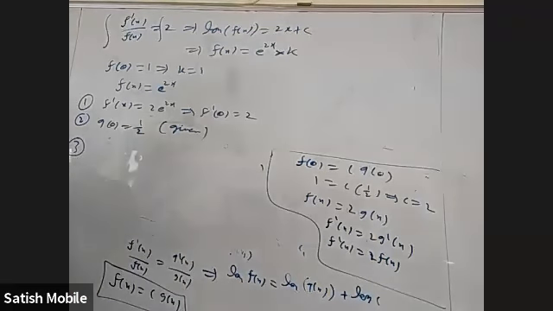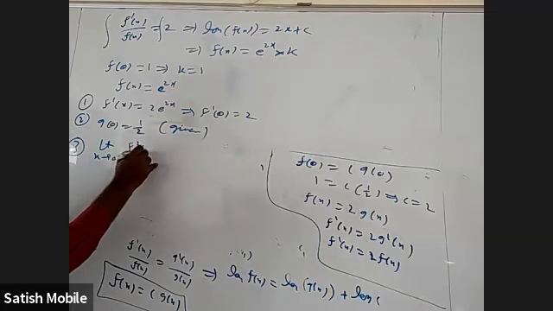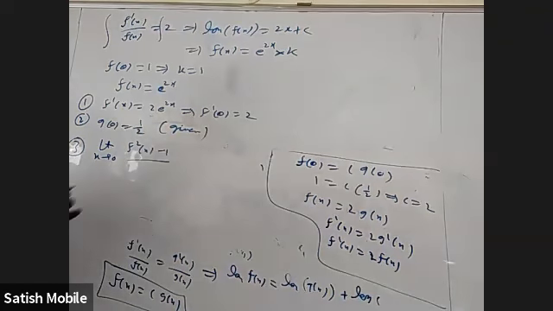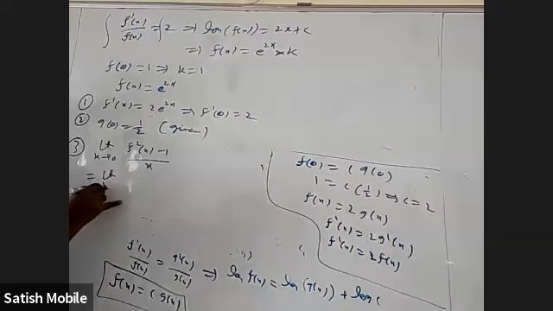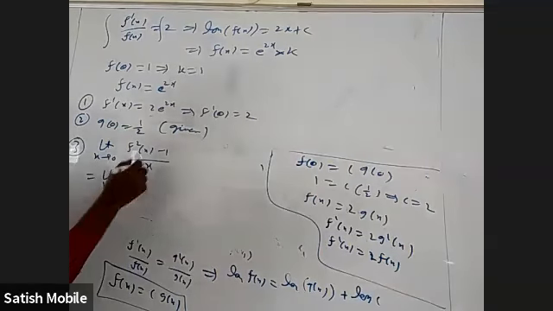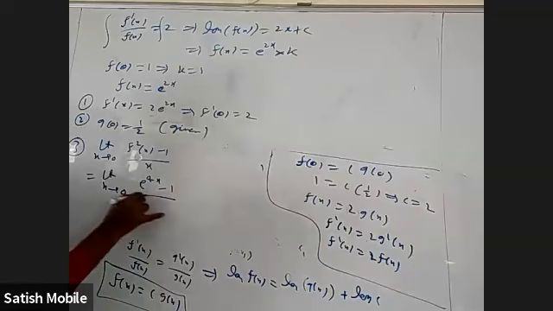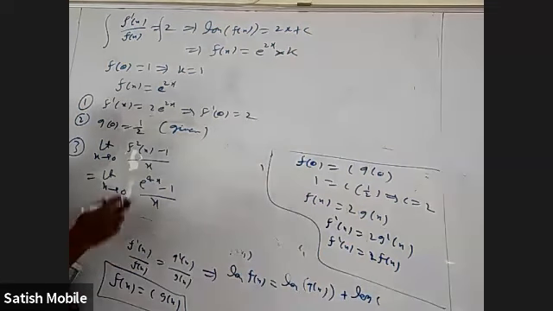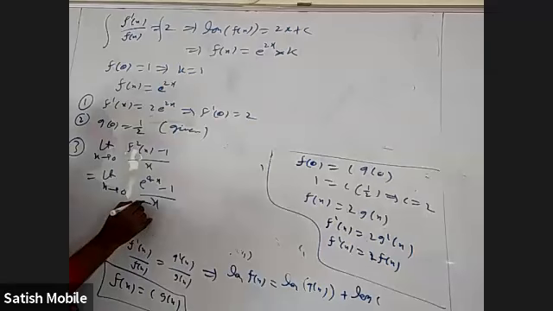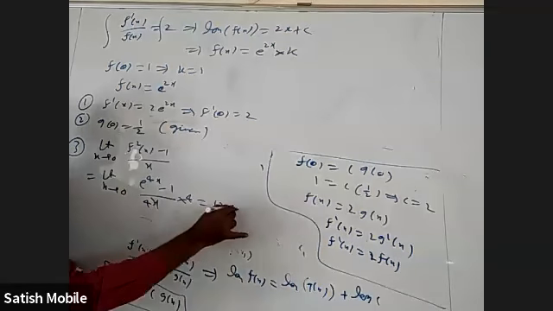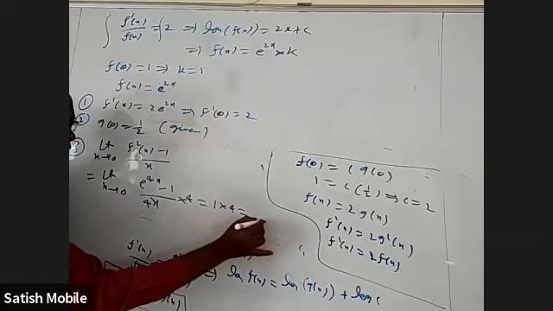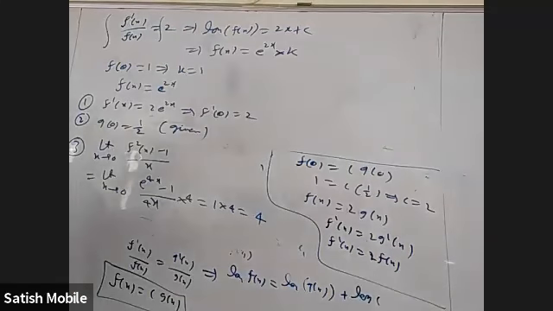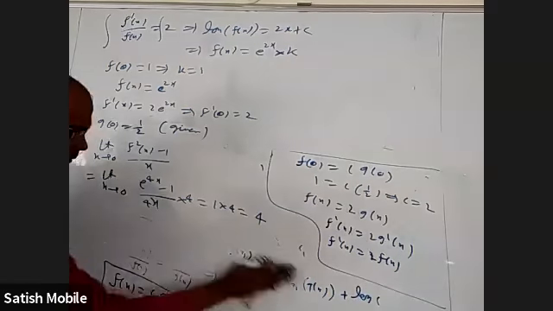And the third one, it is just a limit. The limit as x tends to 0 of f square of x minus 1 by x, which is the limit of e power 2x whole square, which is e power 4x, minus 1 by x. We know the limit of e power x minus 1 by x is 1, so for that you need a 4 here and 4 here. So the answer will be 1 into 4, which is 4. Oh, there are total 5 questions. I did not see that. I was looking at 3.